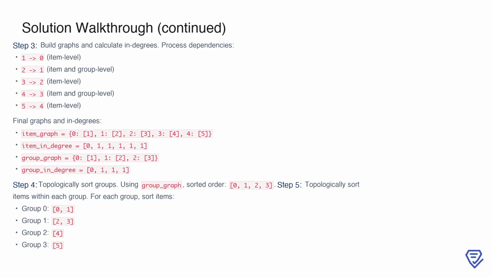After that, we topologically sort the items within each group. For instance, group 0 contains items 0 and 1, which are sorted as 0, 1. The same is done for the other groups, leading to sorted items 2, 3 for group 1, 4 for group 2, and 5 for group 3.